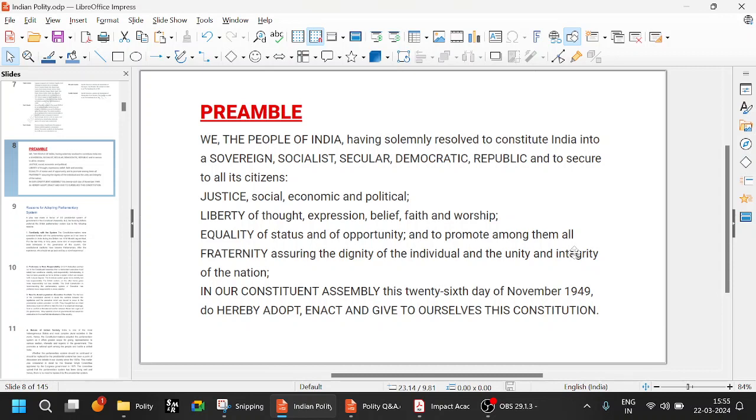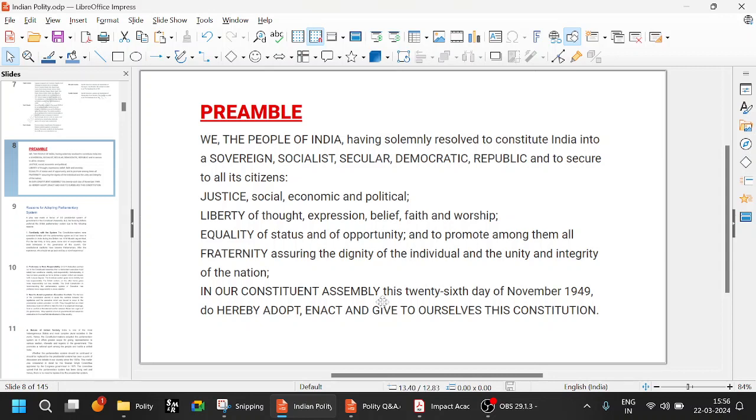That is, in 1975 we had the emergency, right? So remember all that. Initially only sovereign, democratic and republic was there. That is one frequently asked question, and these are also frequently asked: justice, liberty, equality, and fraternity. And what kind of justice? Social, economic, political. Liberty of thought, expression, belief, faith, and worship. Equality of status and of opportunity. And to promote among them all, fraternity. Fraternity is basically assuring the dignity of the individual and the unity and integrity of the nation. So all these things are frequently asked.